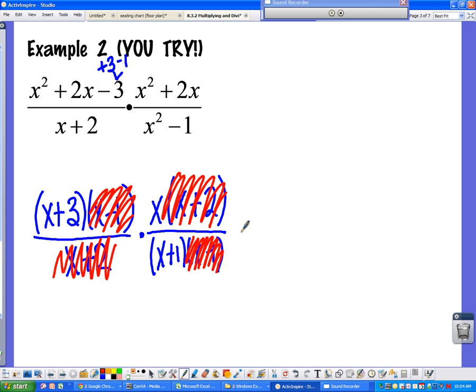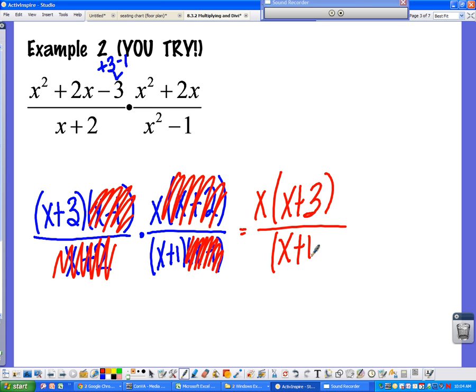Okay, so on top I have x times x plus 3, and on the bottom I have an x plus 1, as your final answer.